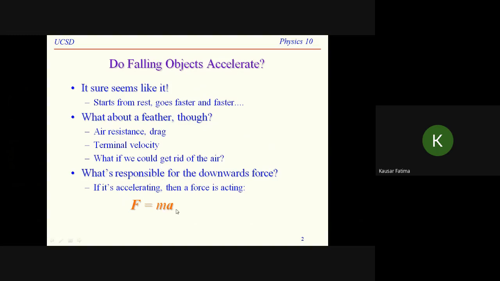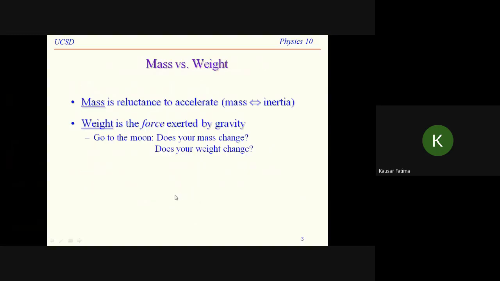F is equal to ma, the force which produces acceleration. So that force is proportional to mass. So the feather has less mass, so the force acting on it is also less. But the ratio of F over m will be the same as that of any cannonball. So in the absence of air, they will hit the ground at the same time and they will accelerate at the same rate. Now, mass versus weight.